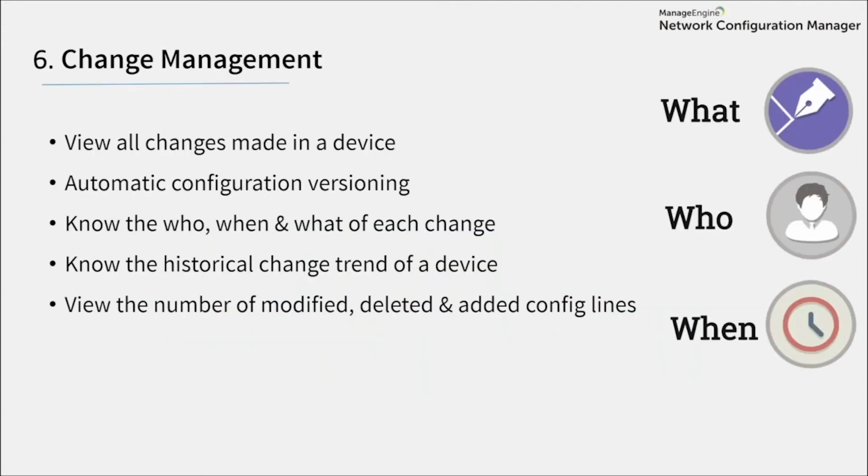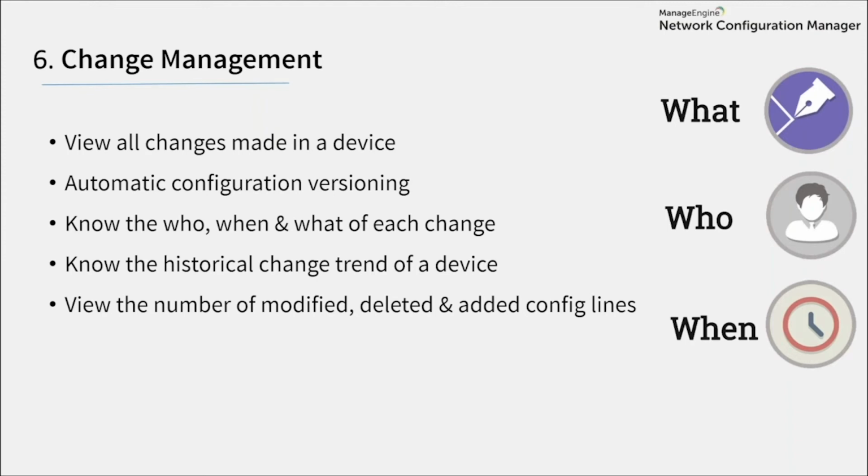So moving on to the change management module. With the change management module, you can understand what kind of change has been made to which device in your network, who made it, and when exactly this configuration change was made. So NCM automatically versions and stores all the different versions of the configurations in the database, and you can go and view who, when, and what of every change in the network configuration DB. You can also view the historical change trend as well.